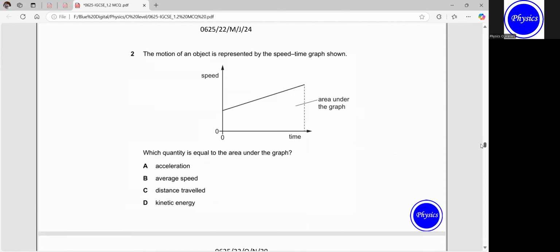The motion of an object is represented by the speed time graph. Which quantity is equal to the area under the graph? We know the area under the graph gives you the distance traveled. So it's C.